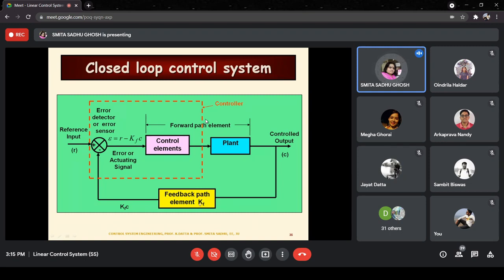I'm saying this because the notation is k suffix f, but it's not a pure gain that k denotes. It denotes a feedback path element with dynamics. Now coming to the overall closed loop system, you see that we can identify certain things. The controlled output C is here and the reference input R is on this side. Fine. Now there is a dotted line, a dotted block which is shown.